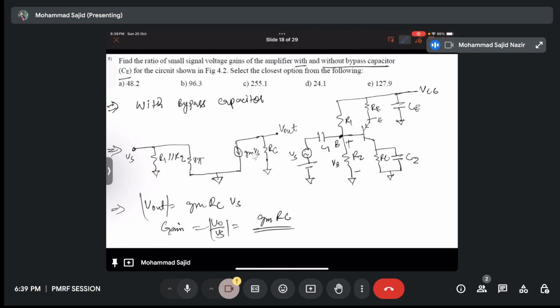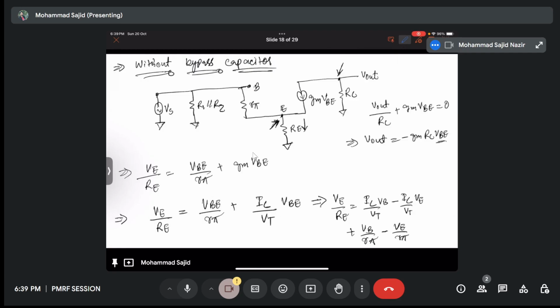When we bypass it, short it, we get a grounded emitter. When we don't short it, we get emitter resistance. So this will be a good practice. I have shown this. You can try it as well. This is simple. You just need a multiple node analysis.